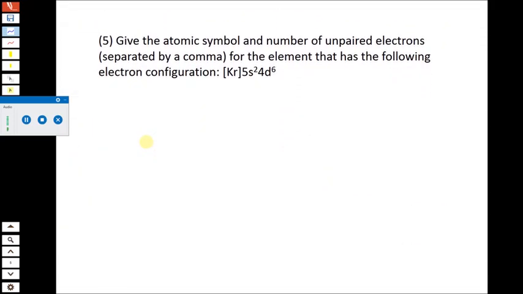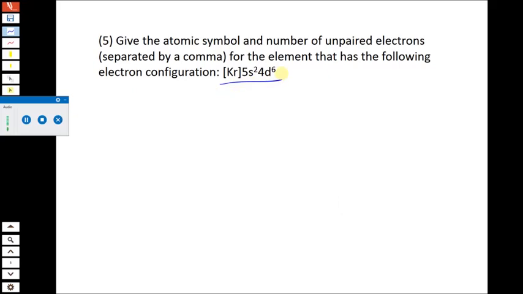All right, and there are also several questions like this that deal with electron configurations, either giving the electron configuration, or if we give the electron configuration, telling us what element it is, working again in both directions, as we said you'll have to be able to do for these types of tests. So we want to know the atomic symbol and the number of unpaired electrons for the element that has the following electron configuration: krypton 5s2 4d6.